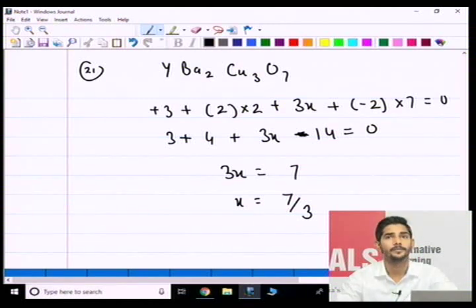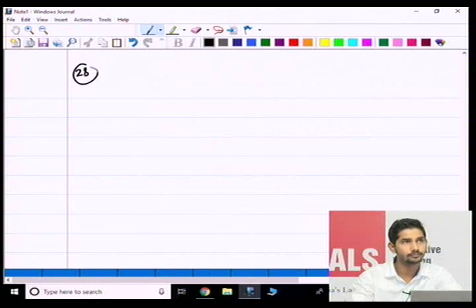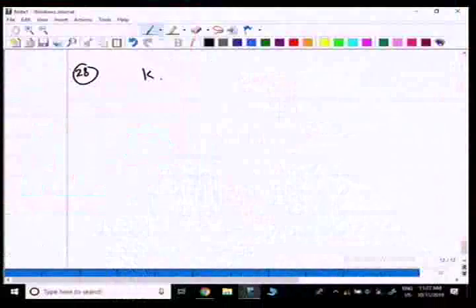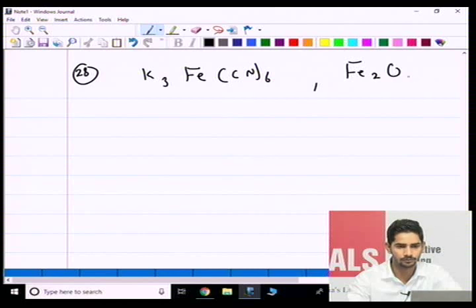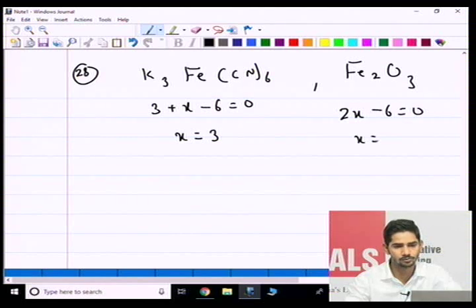Copied? Okay, so let's move on to 28. It is saying that in which of the following pairs the oxidation number of Fe is the same. Guys, you have to just calculate the oxidation numbers and check. First of all, let's check option A. K3Fe(CN)6, and here we have Fe2O3. For Fe, x plus 3 minus 6 equals 0, so x will be equal to 3. Here it is 2x minus 6 equals 0, so x will be equal to 3.